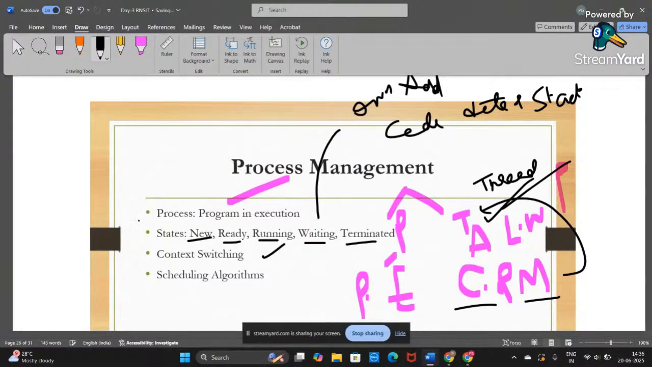Process management also includes scheduling algorithms. Now we'll study process scheduling algorithms completely.